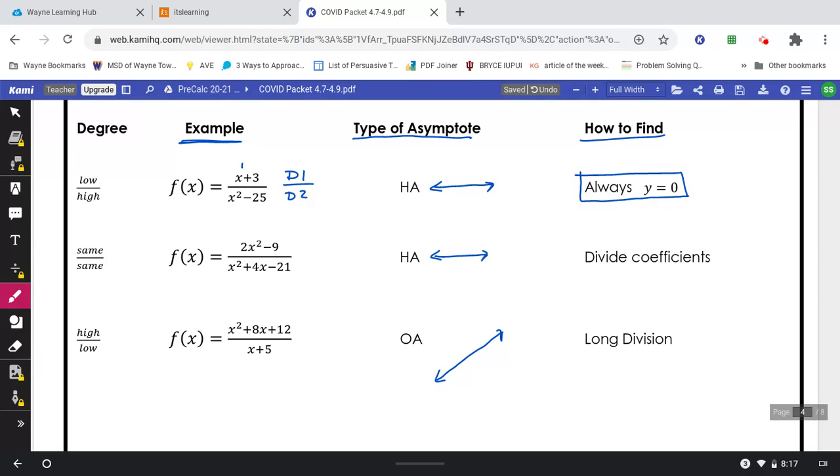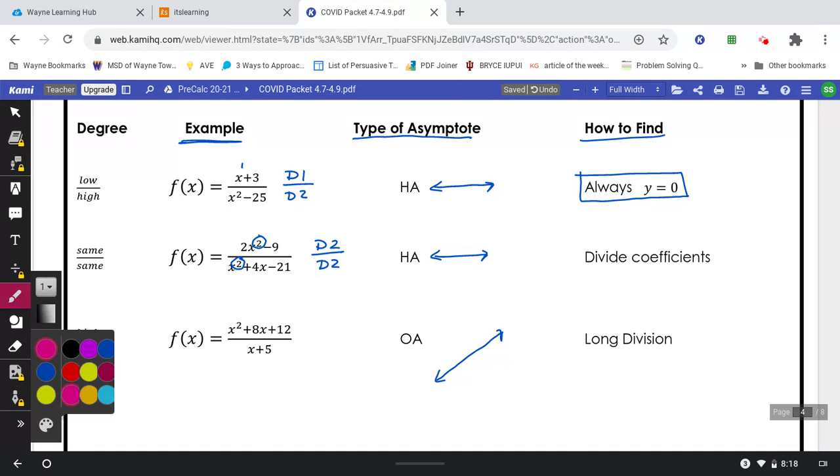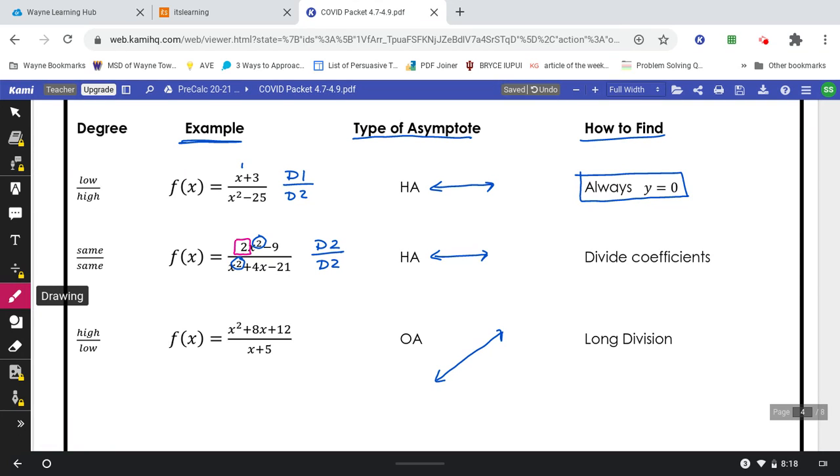The next level here, we have the same over same, which means the same degree or exponent at the top and the bottom. Here, I notice I have a degree 2 and a degree 2. So the exponents are the same. That gives me a horizontal asymptote. What I do is divide the coefficients, the numbers in front. So this 2, and even though there's nothing there, we know it's an invisible 1. So I take 2 divided by 1, and that gets me 2. Because it's a horizontal line, write it as y equals 2.